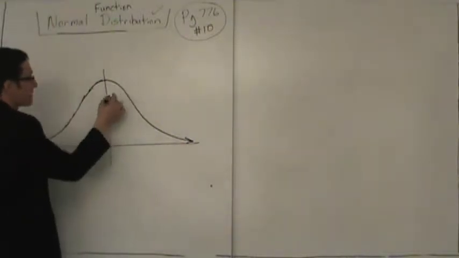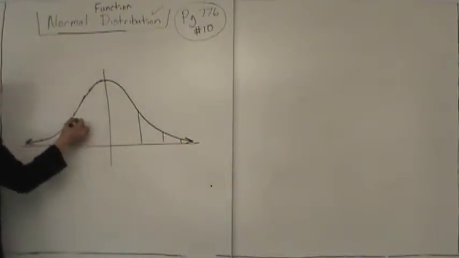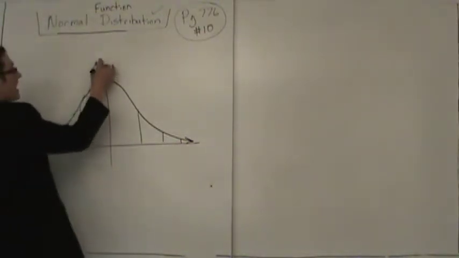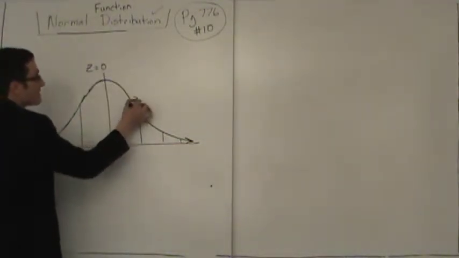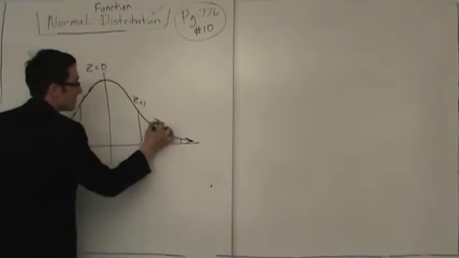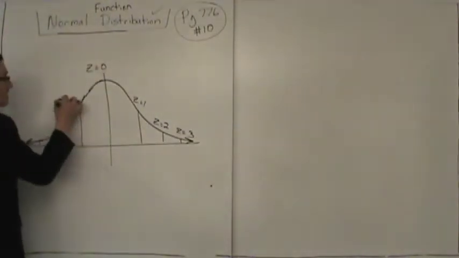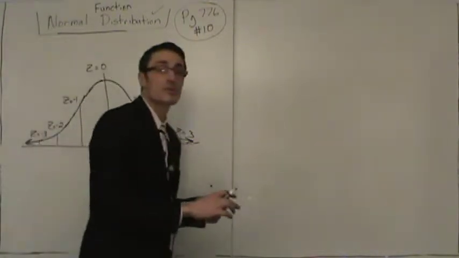And how many lines of standard deviation to the right? Well, we have 3. 3 lines of standard deviation to the right and 3 lines of standard deviation to the left. Now the top center line is z equals 0. Then we have z equals 1, z equals 2, z equals 3, z equals -1, z equals -2, and z equals -3.